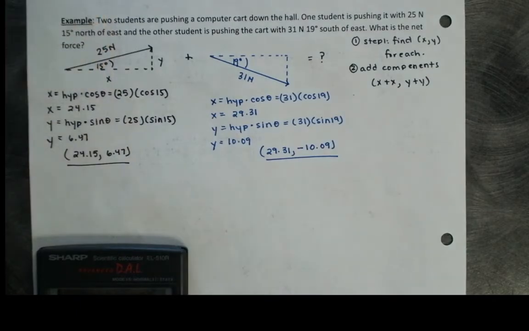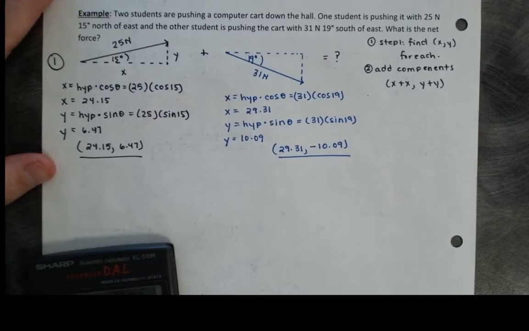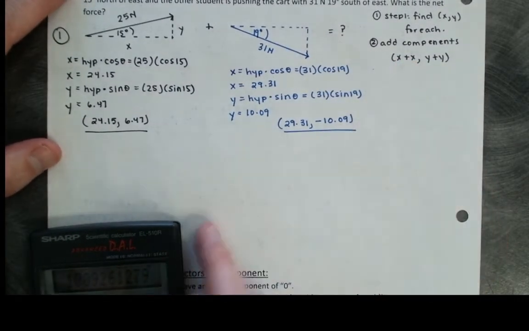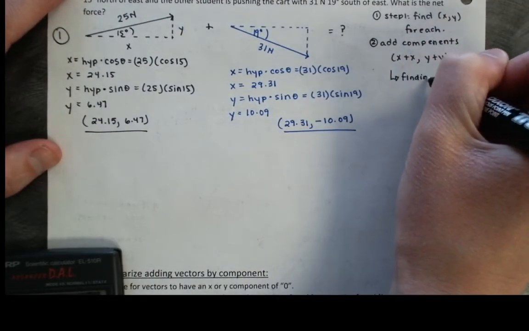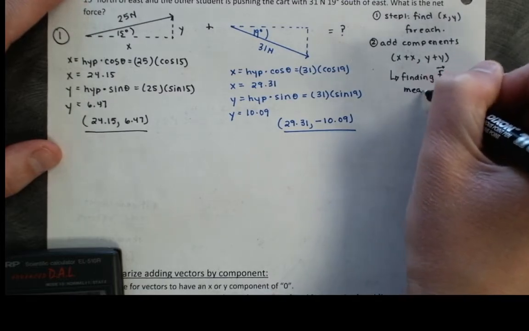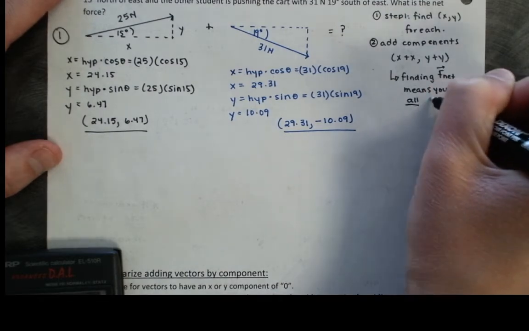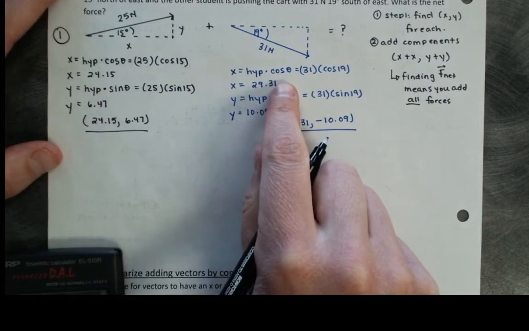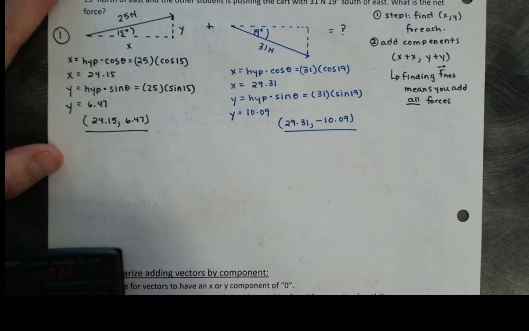This was step 1. We found our components. Step 2, we need to add our components together to get our net force. Because remember, finding F net means you add all forces. We have 2 forces, but because we had an angle, we had to find our x and y before we can add them.